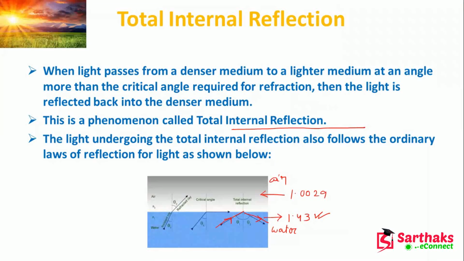That means if this is your theta I, the incident angle, and this is your theta R, then according to the law of reflection, theta I equals theta R. So when will the internal reflection happen? If the light is coming from a denser medium and falls at the interface of denser medium to lighter medium.